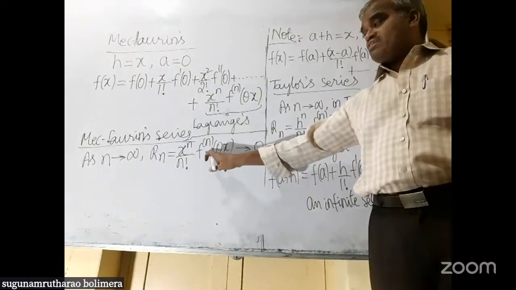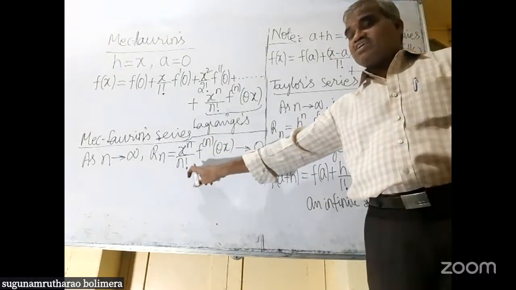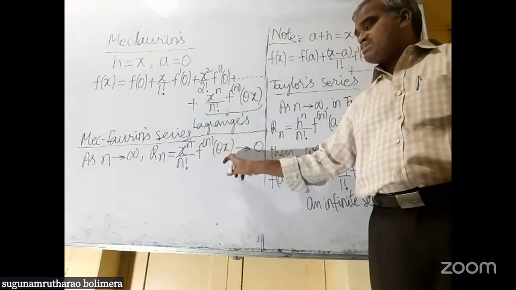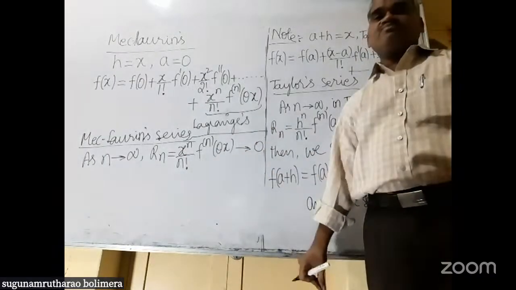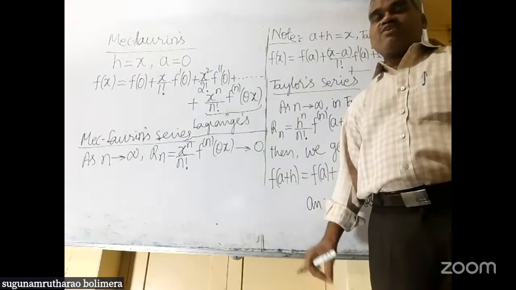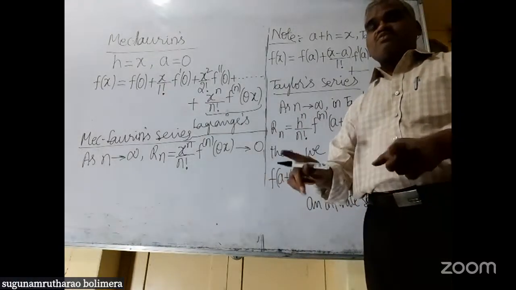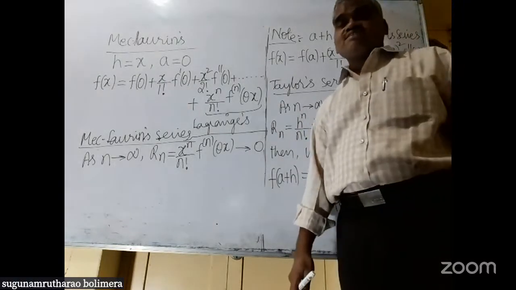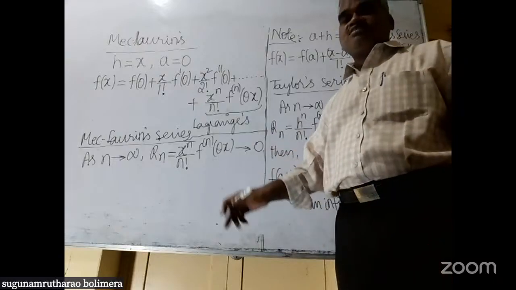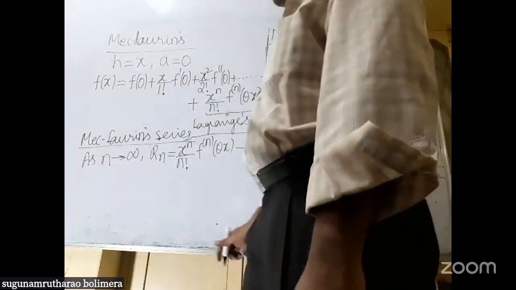So here x power n by n factorial times the derivative of f at theta x tends to 0. When it reaches 0, we don't know, but it reaches 0, that's why we get an infinite series. So Taylor series and Maclaurin series both are infinite series.